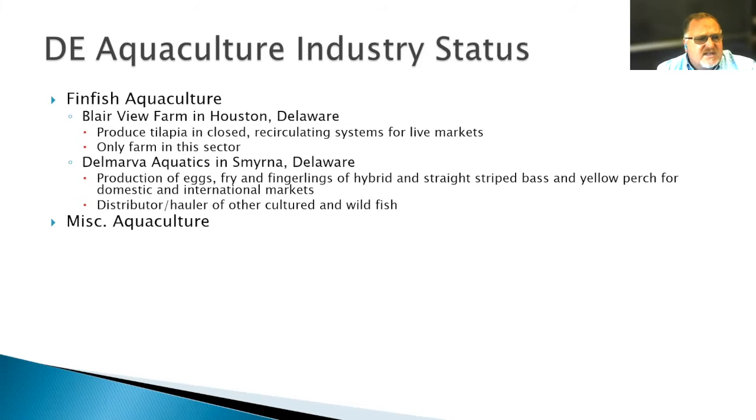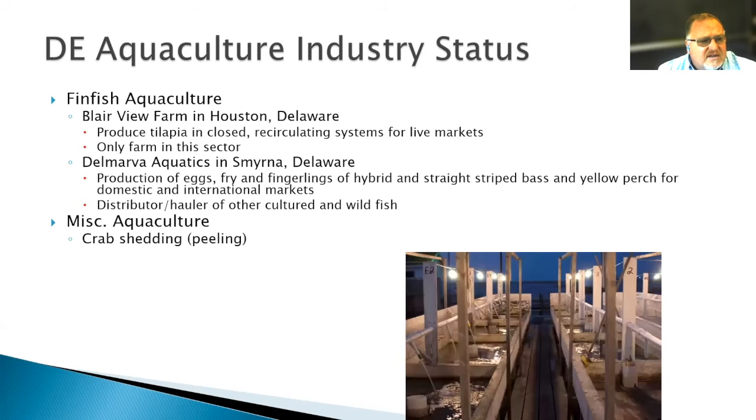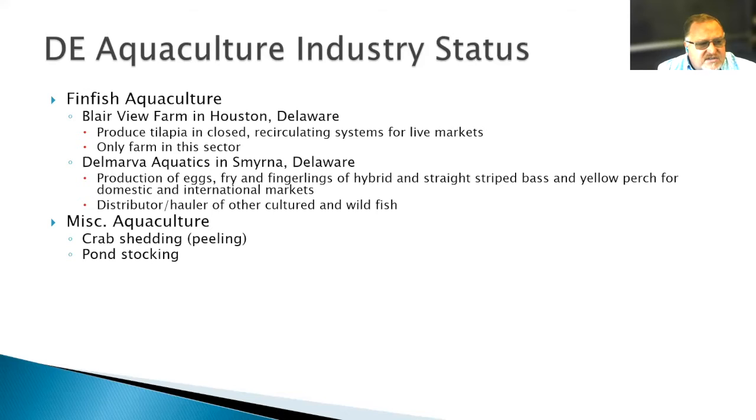And then there are lots of other things that fall under this aquaculture umbrella that we do. Crab shedding, for example. Blue crabs are our biggest fishery in the state of Delaware. To get those soft shell crabs, oftentimes they're put into holding systems where they're allowed to peel, and then they're harvested once they come out of that exterior shell for the soft shell market. There's a couple of people that are doing pond stocking. So if you have a recreational pond and you want to ensure that your fishing on the weekend is good, you may buy and stock fish into that pond.